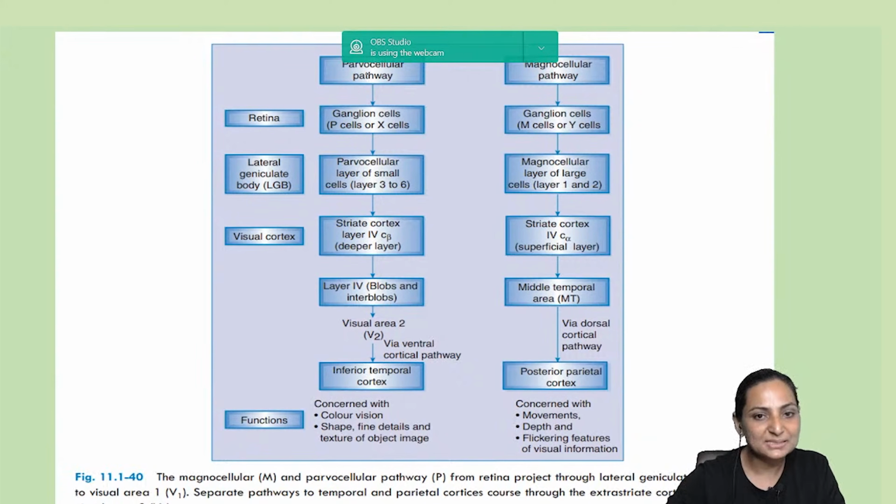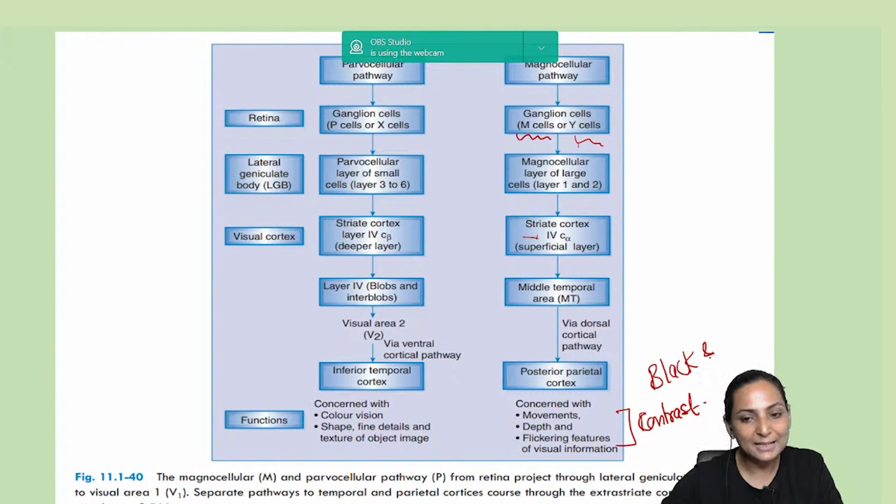So if you want to remember, this is the magnocellular pathway consisting of the M type of cells, because magno means bigger, or the Y type of ganglion cells, which enter into layer 4 of the striate cortex. This magnocellular pathway is mainly concerned with movements, depth, flickering information, and very, very important, it is responsible for the black and white contrast. So the magnocellular pathway is basically a black and white pathway.